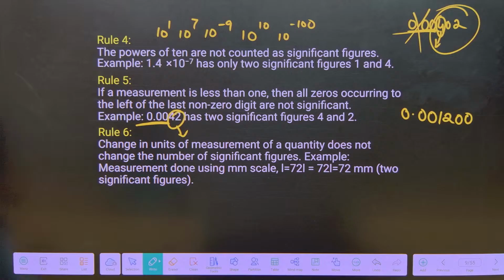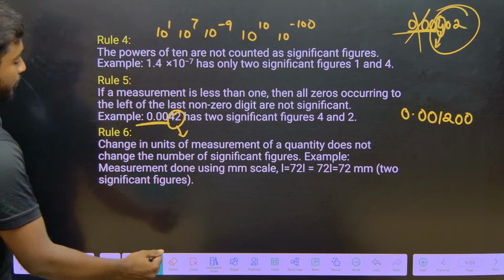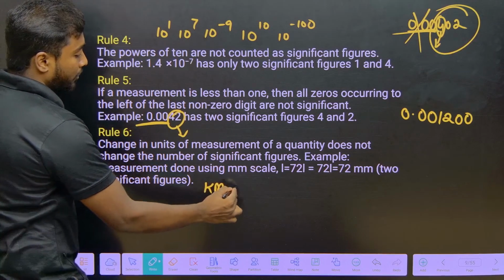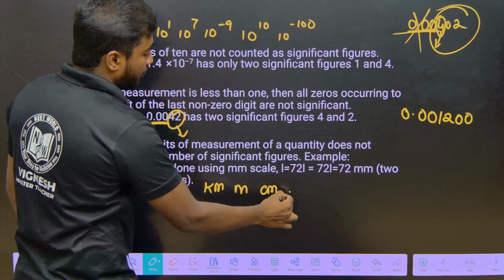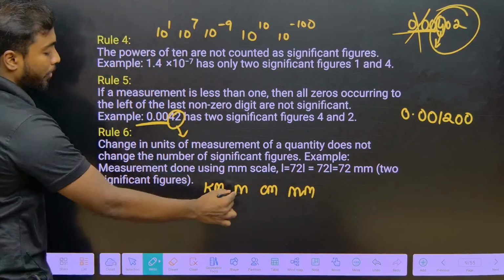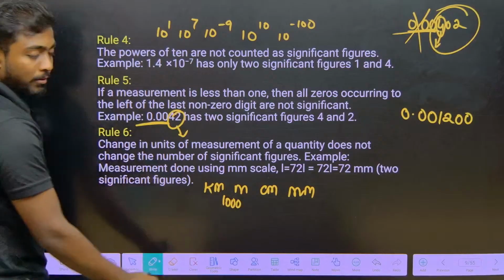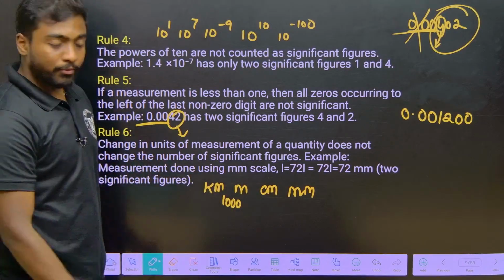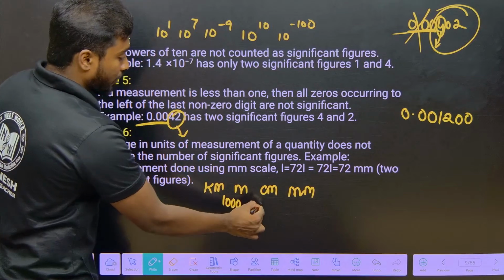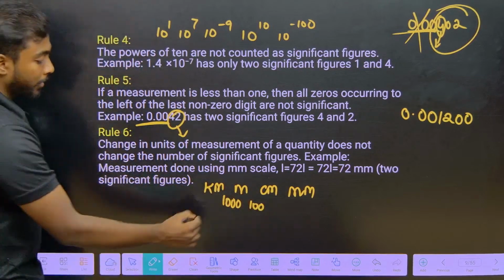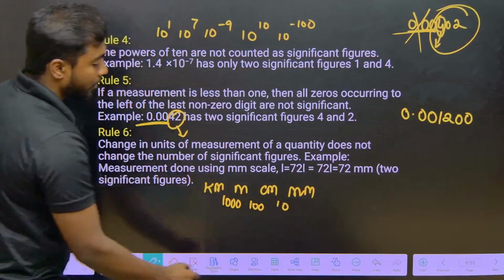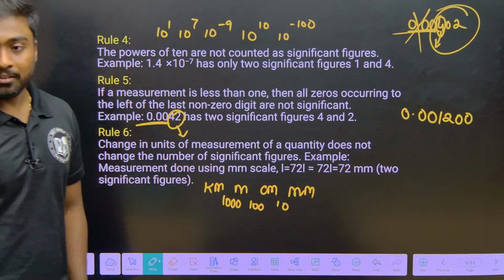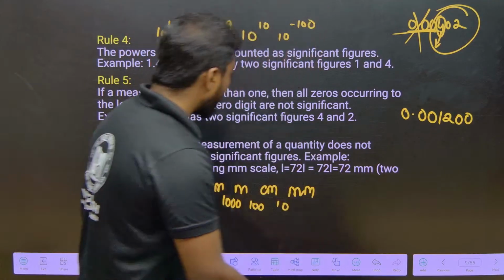Rule number 6: a change in units of measurement of a quantity does not change the number of significant figures. Like kilometer, meter, centimeter, millimeter. 1 kilometer equals 1000 meter. So 1 kilometer equals how many centimeter? 10 power 5 centimeter. And 1 kilometer equals 10 power 6 millimeter.